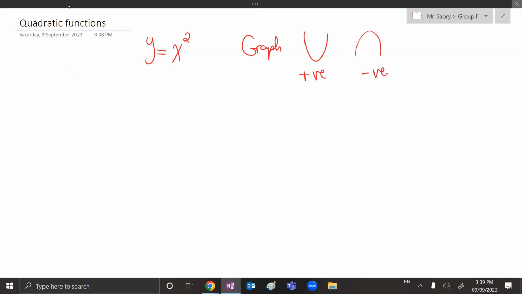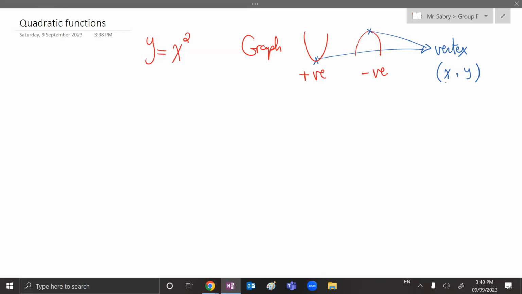Any parabola in the entire world has a very important point, which is the peak of the parabola. These points right here are called the vertex. The plural of them is called vertices. The vertex is one vertex. So the vertex is basically a point that has x and y coordinates. It has an x coordinate and a y coordinate because it's a point.